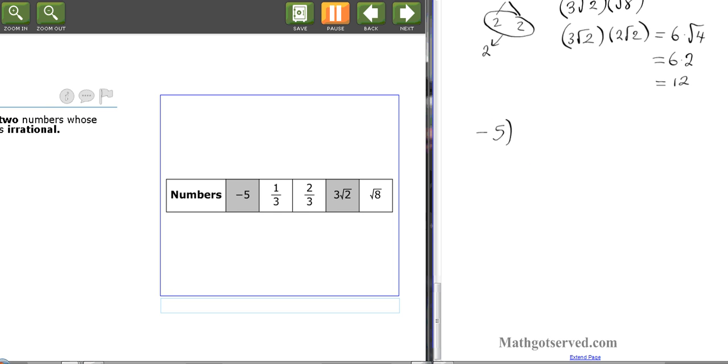-5 times 3 root 2. What will our result be? This will be -15 root 2. Is this rational or irrational? Because of this radical piece right here, this is irrational. That's exactly what we want. Okay?